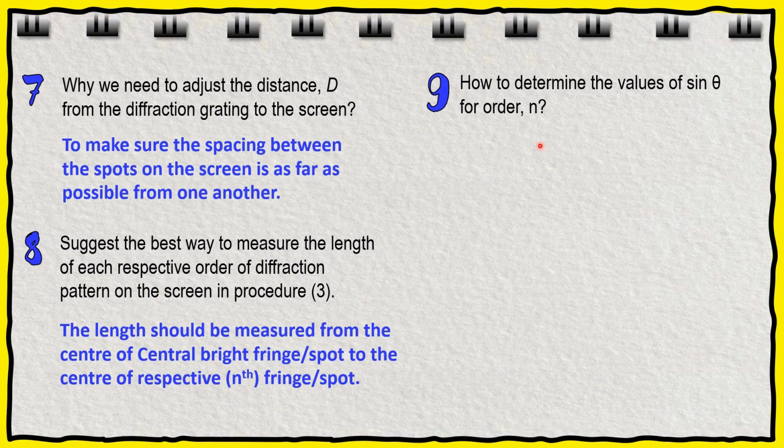And for question number 9, how to determine the value of sin theta for order n? You can refer to procedure 4, where the equation is sin theta is equal to ln over square root of ln square plus d square.